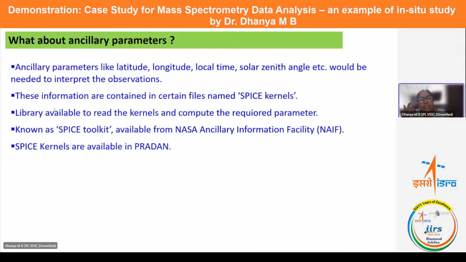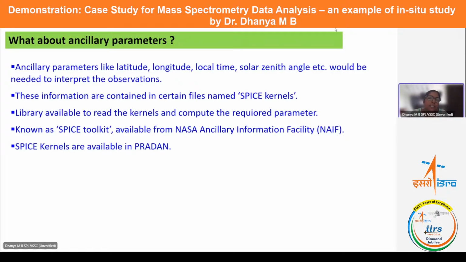So now, in order to conduct the analysis, you need certain more parameters, which are called the ancillary parameters. What will be needed? We are making measurements around the Moon. So you need to know at what latitude we measured, which was the longitude, and what was the local time, and where was the Sun. So solar zenith angle, etc. And location of the spacecraft. All these things are needed.